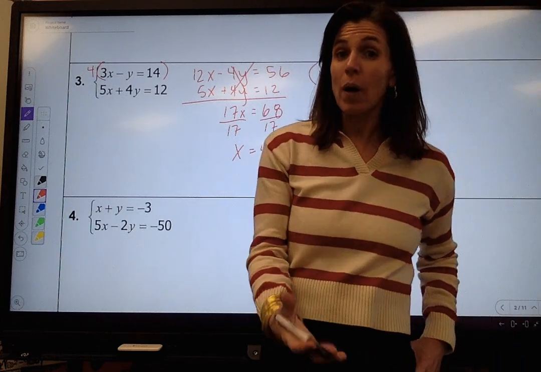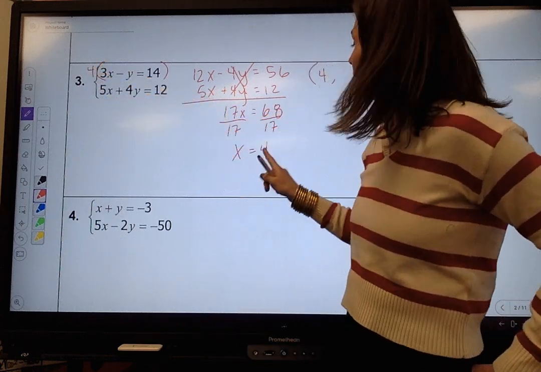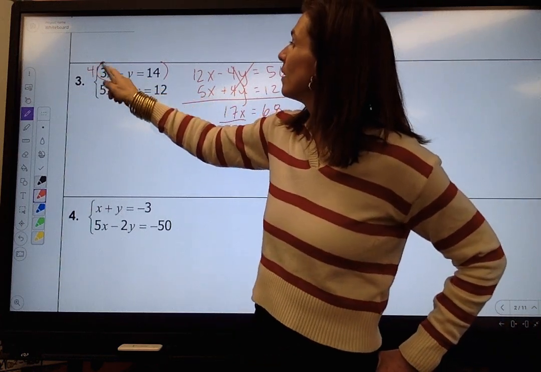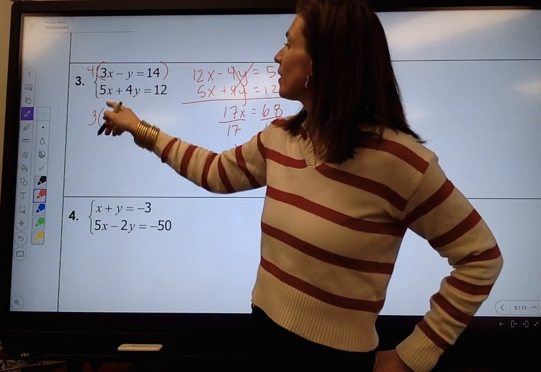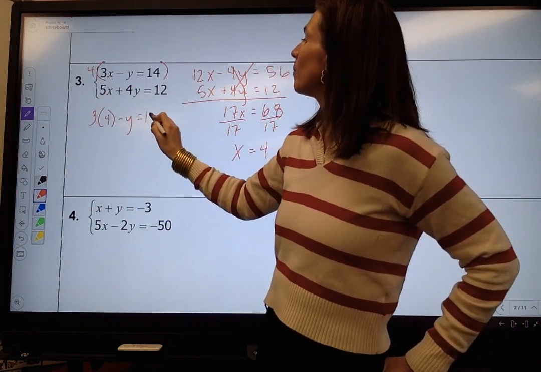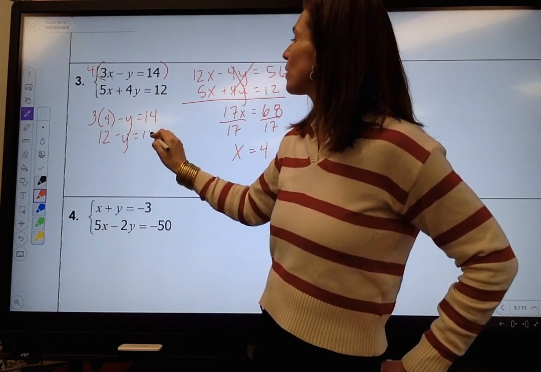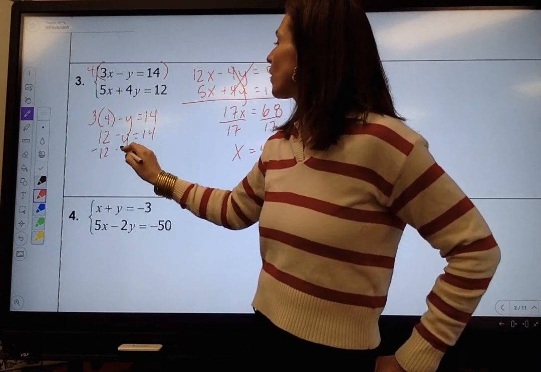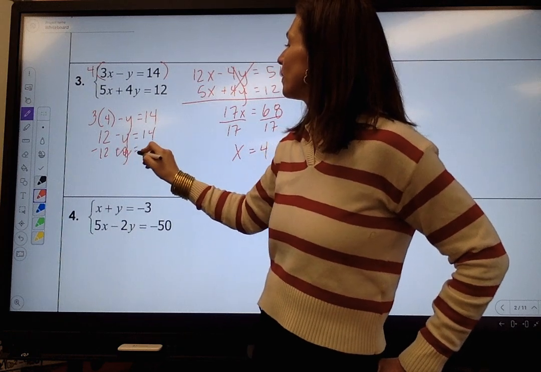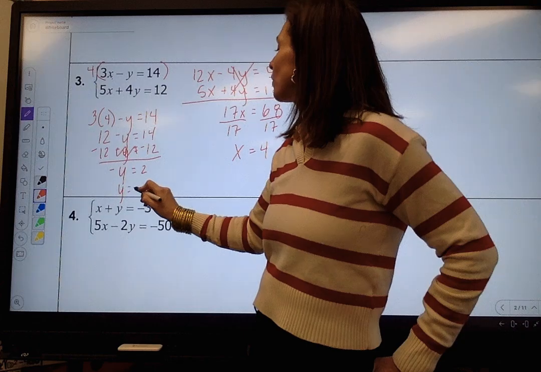How do I solve for y? I go back to my original equation, either one, it doesn't matter, and I plug in a 4 for x. So I know that x is 4, that's what I solved for. So this is going to allow me to solve for y. So 12 minus y equals 14. Subtract 12. Oh, what am I doing? And I get negative y equals 2, y equals negative 2.